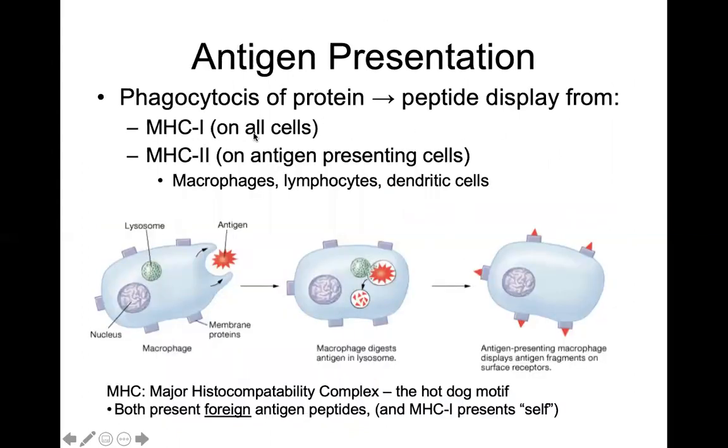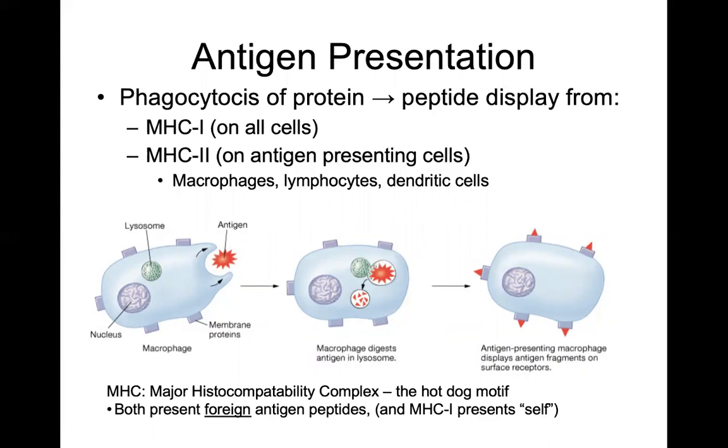So MHC1, this is present on all cells, so immune cells and non-immune cells. MHC2 is only present on antigen presenting cells, and you can see here, that's only macrophages, lymphocytes, and dendritic cells. So say you're a cytotoxic T cell, a killer T cell, like we like to call them. You're just going through scanning all the cells of your body at all given points in time. They're never inactive.